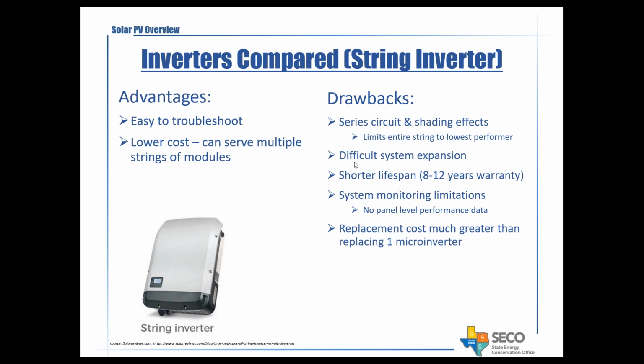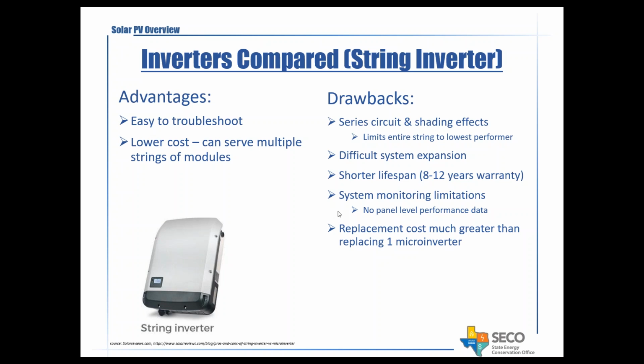Another major drawback is that it's a little more complicated to expand on your system. So if you already have an existing PV system and you want to add to it, usually the string inverters are rated or sized based on the type of system that you have. So if you want to expand on that, you won't be able to. You'll have to upgrade your inverter equipment to match the expanded system size and capacity. One of the other main drawbacks with the string inverter is they generally have shorter lifespans compared to the microinverters. The warranties on the string inverters can be typically 8 to 12 years.